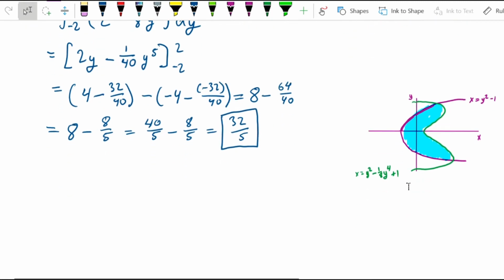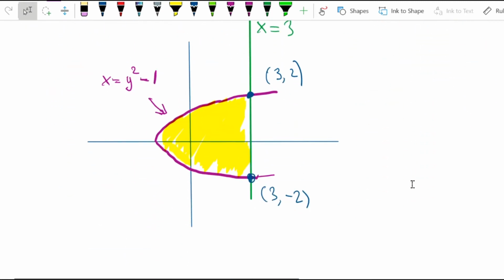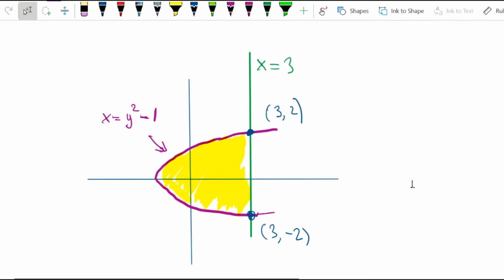So now it's your turn. Take a look at this diagram and follow the question to set up the correct integral in the y direction to give the area of the yellow region. And by the way, hint, the line x equals 3 can be a right or left boundary.